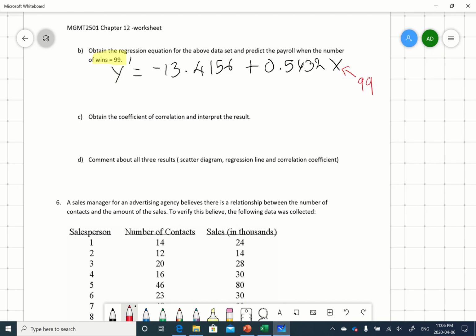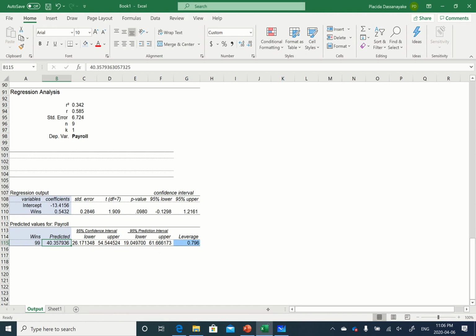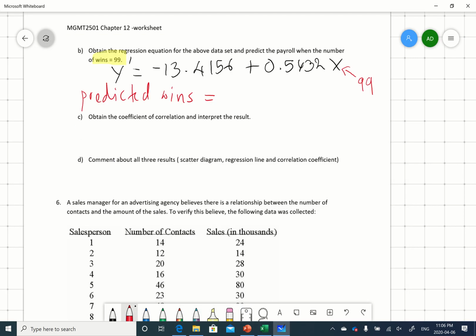So actually the predicted y, so predicted y variable is the payroll, right? Payroll equals 40.357.